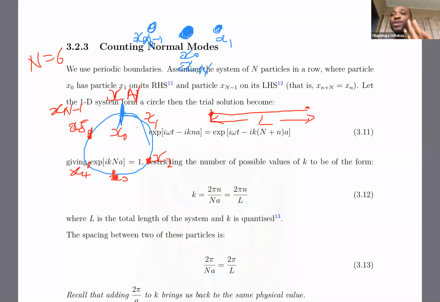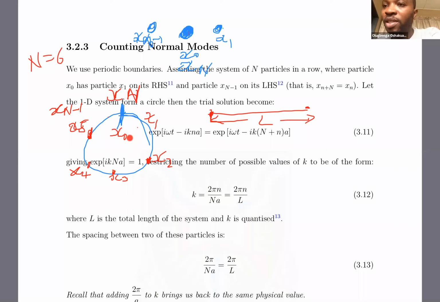So that's just a simple difference between this circle and the previous one I've shown when we are talking about periodic boundary conditions. That should be lesson 1.